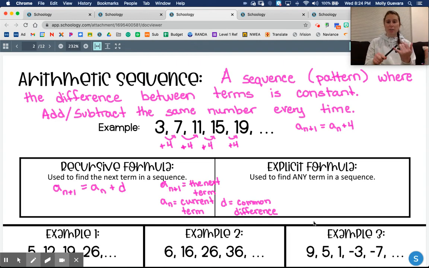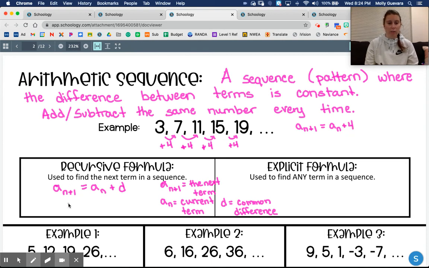I could go 0, 4, 8, 12, 16. Am I adding 4 every single time when I do that? Yes. But is that the same sequence as this? No. So, I could start at 2, and it would be 2, 6, 10, 14. I'm adding 4 every single time, but that is not the same sequence as this. So all this means is, hey, you just add 4 every time.